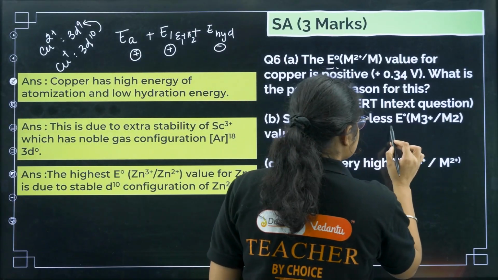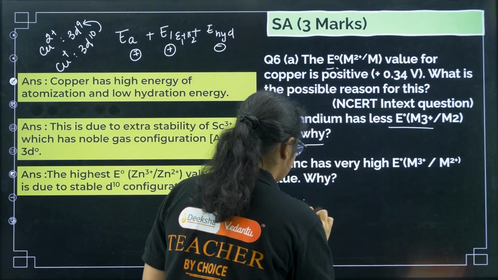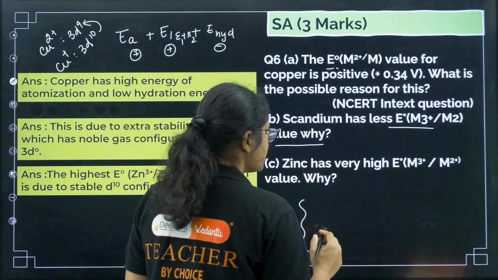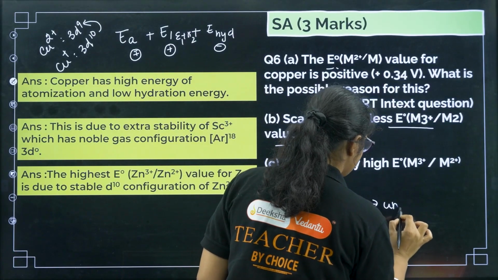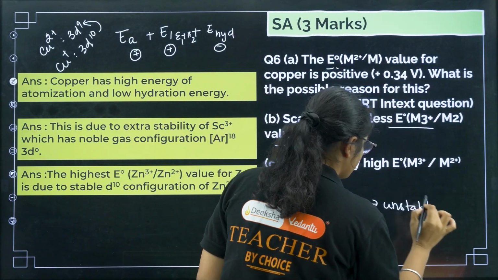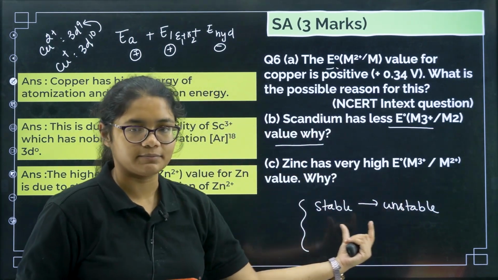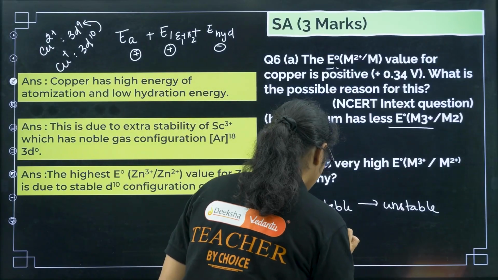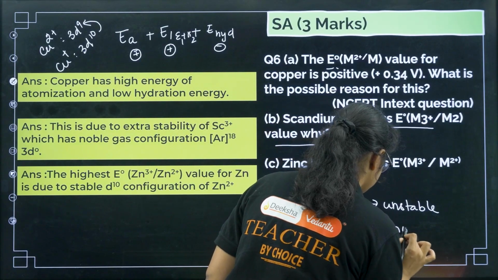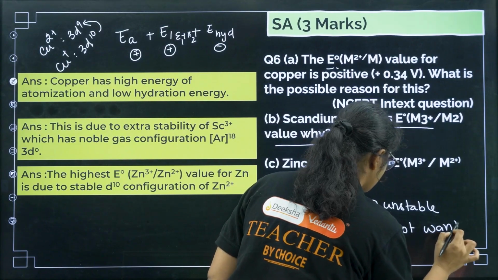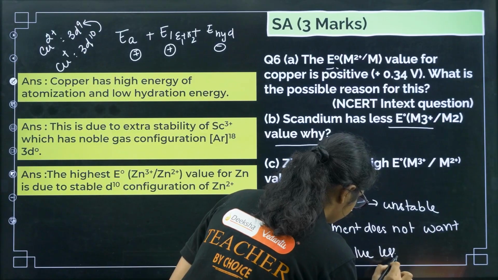Next, scandium has less E0 value. Why? That is again, if you remember, I want to explain one concept here. See, if it is stable to unstable, if you are going from stable configuration to unstable configuration, that means the element does not want to go, right? The element does not want this change. In that case, what will happen? E0 value will be less, okay.